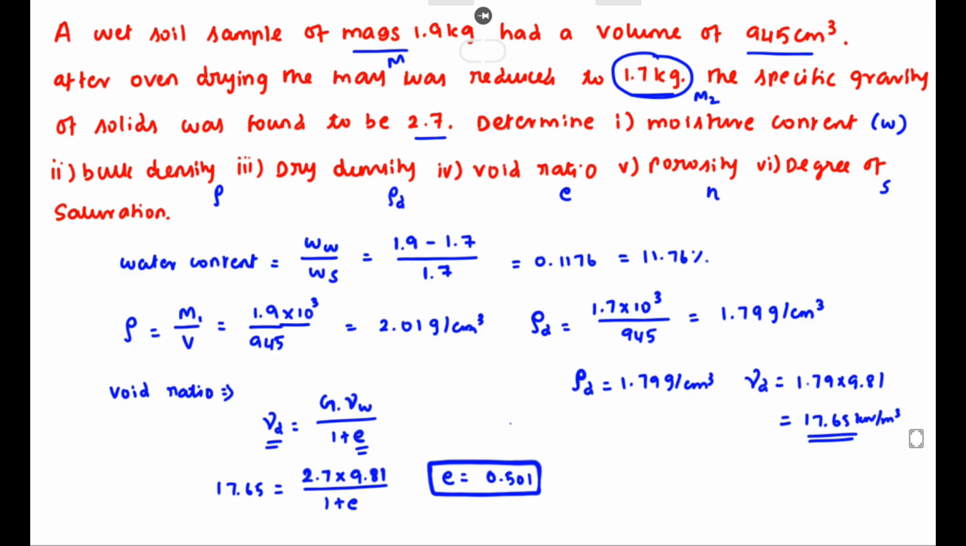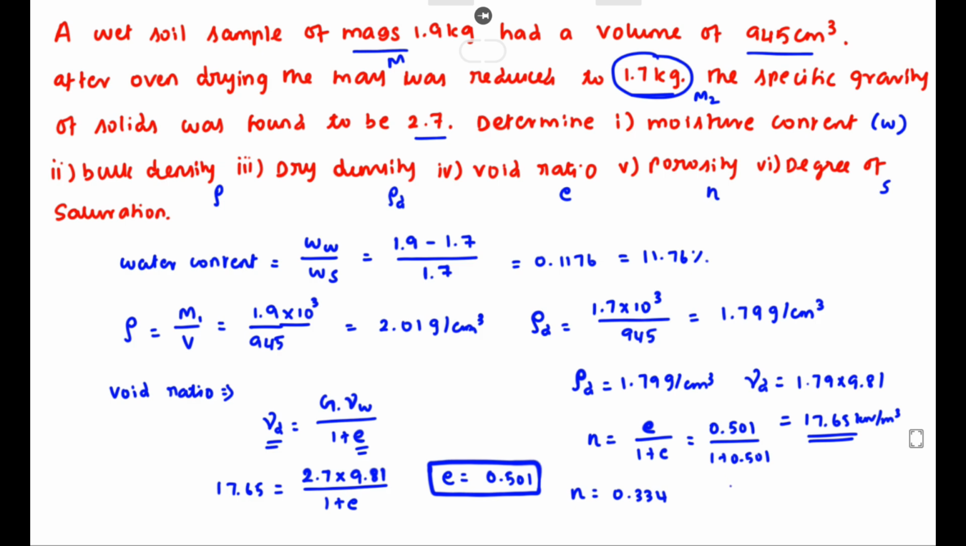Okay, so next thing is we have to find out the porosity. The formula for porosity is n equal to e divided by 1 plus e. We've already found the e value: 0.501 divided by 1 plus 0.501. So now the porosity n equals 0.334, that is equal to 33.4%.